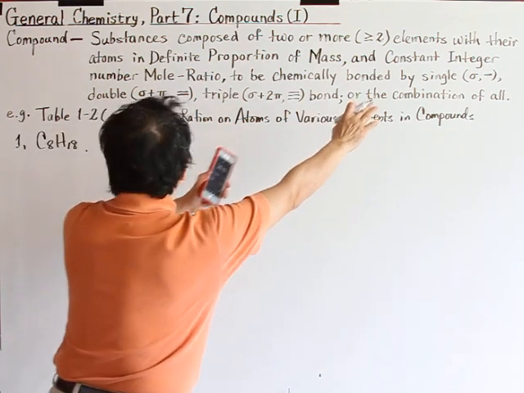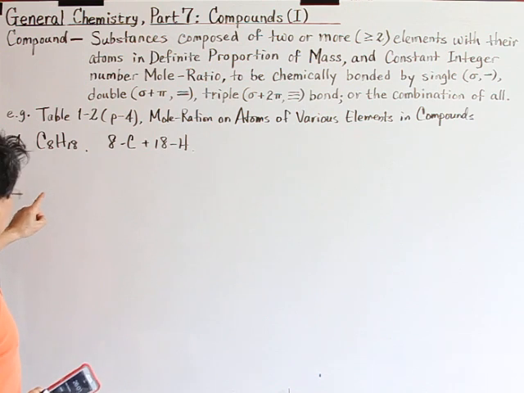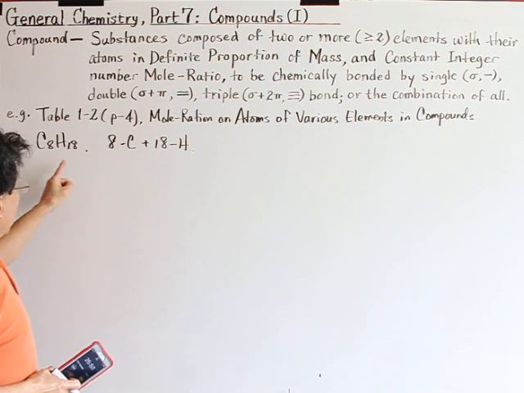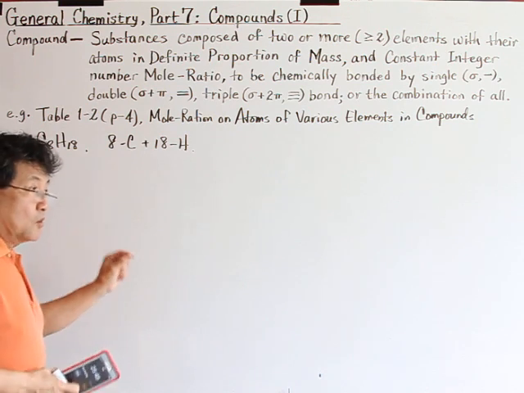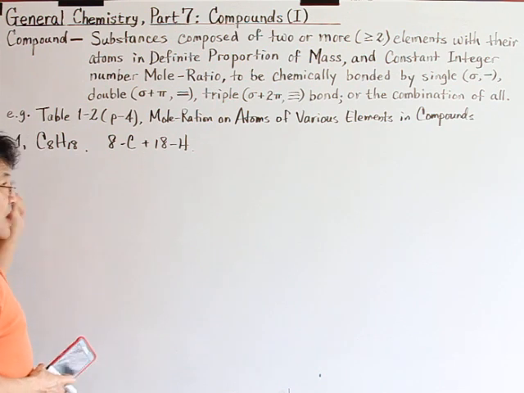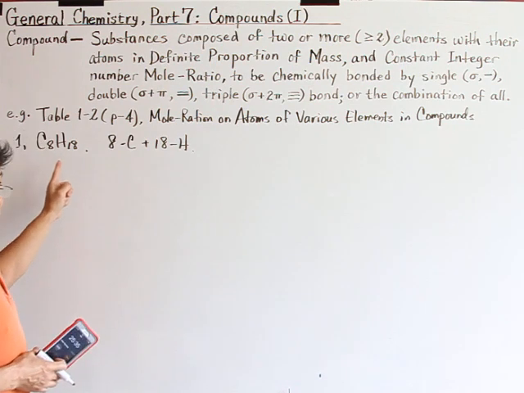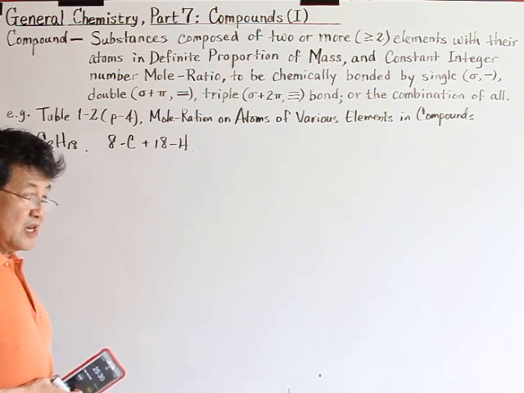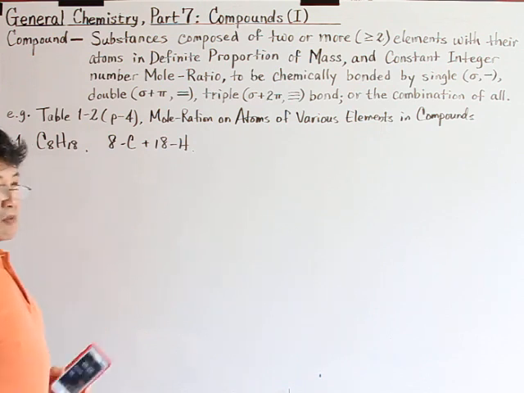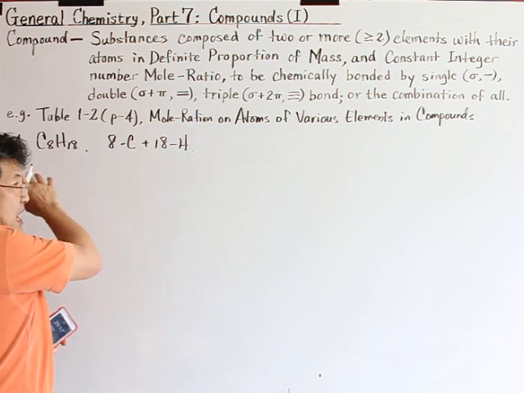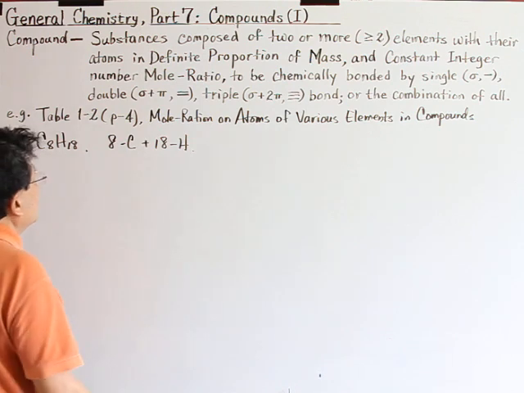And they also have a constant integer number of mole ratio, which is the subscript here, 8 to 18. So one molecule of octane, the gasoline, has 8 carbon atoms combined with 18 hydrogen atoms. If we talk about 1 mole of octane molecules, then we are talking about 8 moles of carbon atoms, which is 8 times the Avogadro constant, and 18 moles of hydrogen atoms, which is 18 times the Avogadro constant, 6.022 times 10 to the 23rd. The number of moles of carbon atoms and hydrogen atoms is in an integer number ratio, represented by those subscripts.